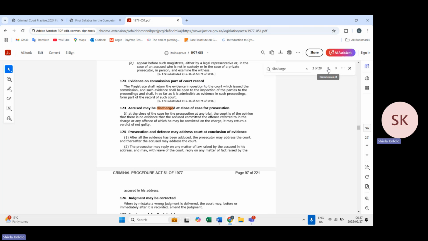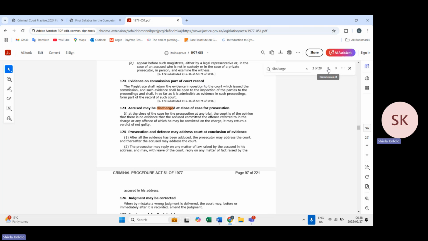Now this deals with the discharge of an accused at the close of the prosecution's case. Section 174 allows an accused person to be discharged at the close of prosecution if, in the court's opinion, there is no evidence that the accused committed the offense charged or any other offense of which he may be convicted. The court will then return a verdict of not guilty because the prosecution has failed to provide sufficient evidence to support the charge against the accused.